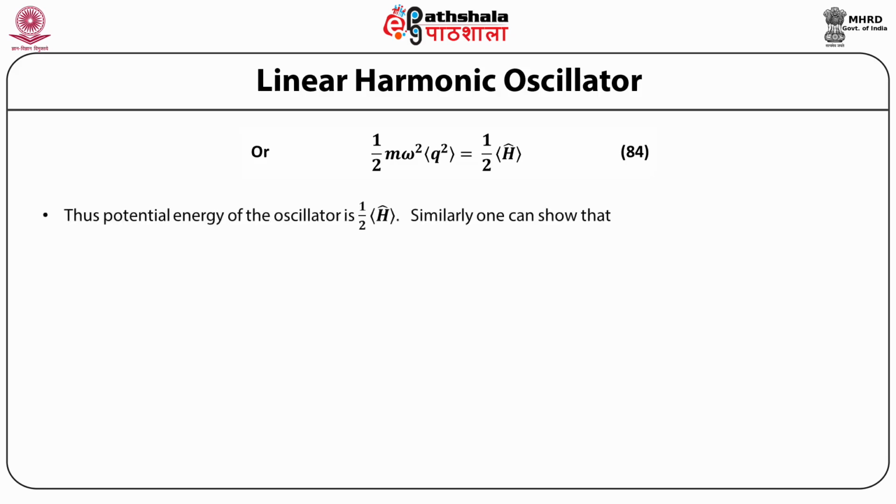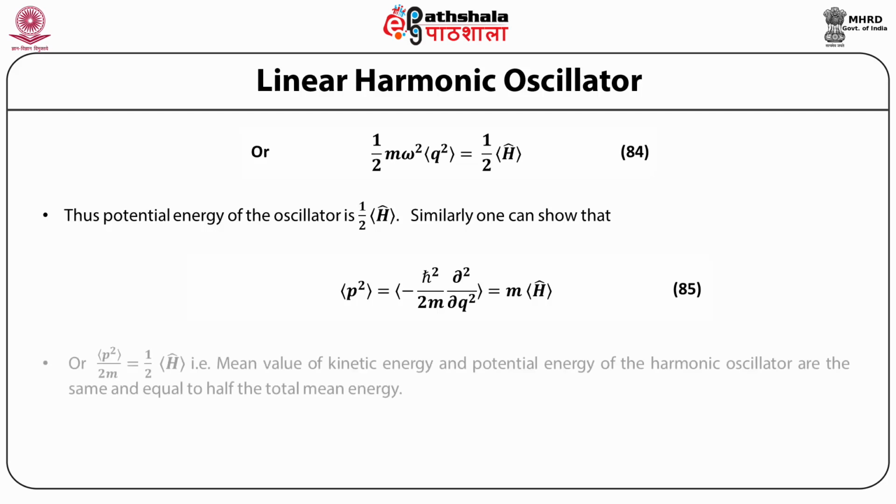Thus, the potential energy of the oscillator is half the expectation value of the Hamiltonian operator. Similarly, one can show that the expectation value of p², which is equal to the expectation value of −ħ²∂²/∂q², is equal to m times the expectation value of the Hamiltonian of the harmonic oscillator, or the expectation value of p²/2m is equal to half the expectation value of the Hamiltonian operator. That is, the mean values of kinetic energy and potential energy of the harmonic oscillator are the same and equal to half the total mean energy.